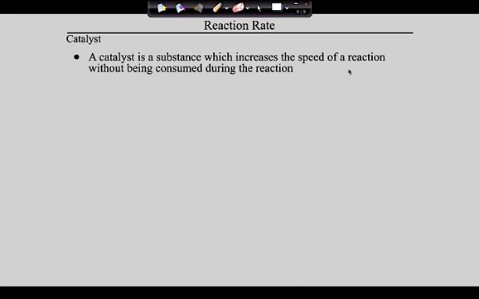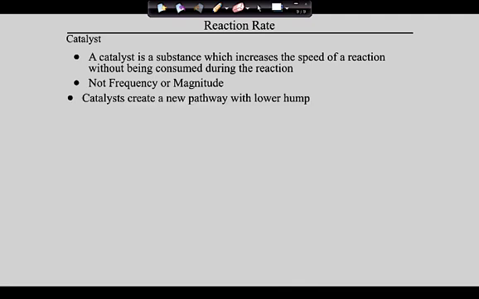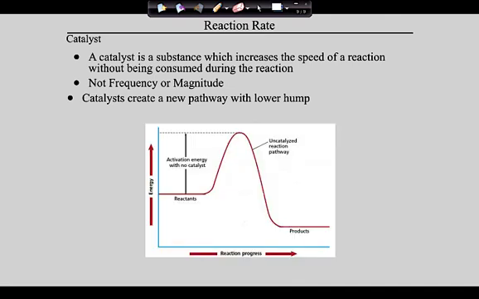The thing that's interesting about them is they do not change the frequency or the magnitude of the collisions. So if they don't change the frequency or magnitude of the collisions, how do they make the reaction go faster? Well, what they do is they create a new pathway, a new way for the reactants to turn into products, and this pathway has a lower hump, a lower activation energy.